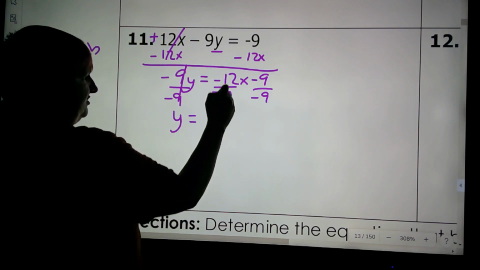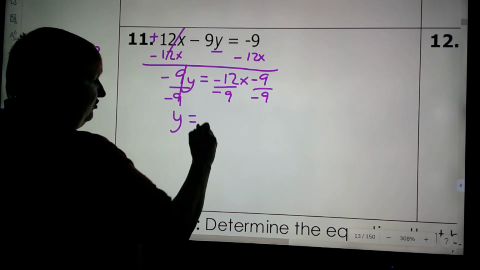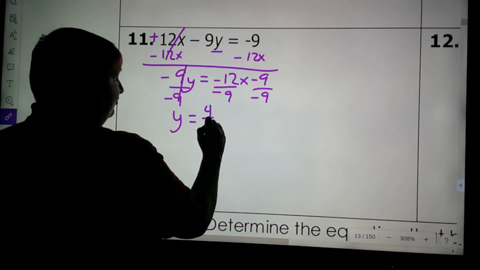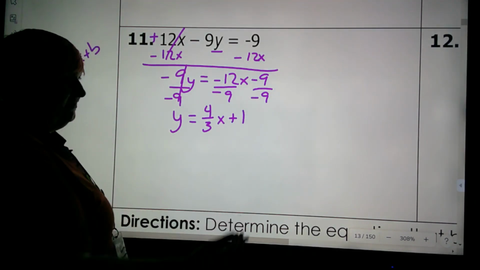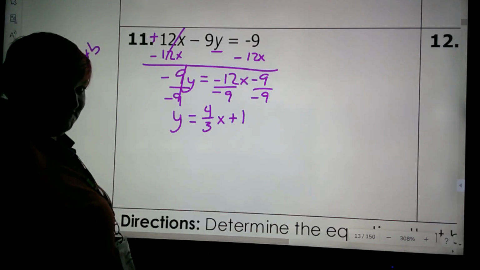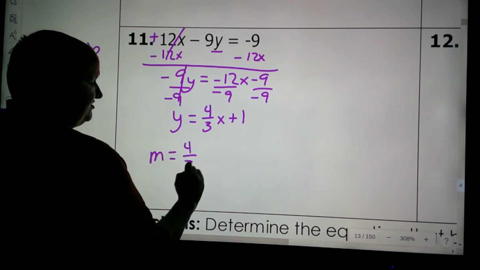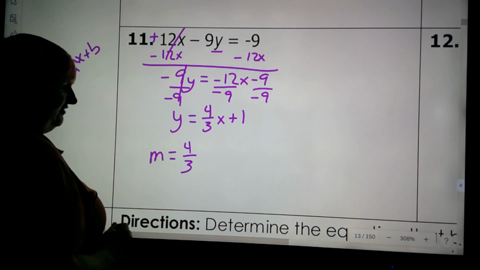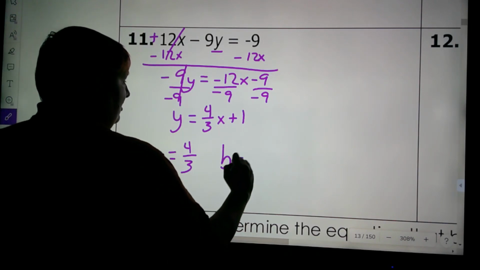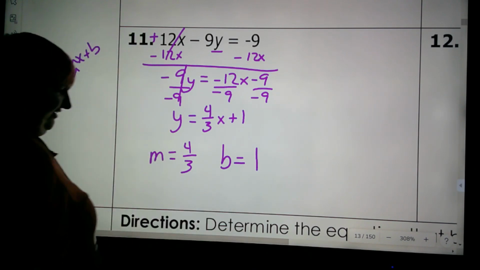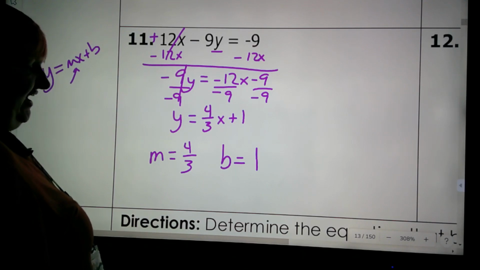Y equals, both of those can be divided by 3. So 4 over 3x plus 1, because any number over itself is 1. They're both negative, so it becomes positive. So our slope is 4 over 3. And our y-intercept is 1. It's going to intercept the y-axis at 1.